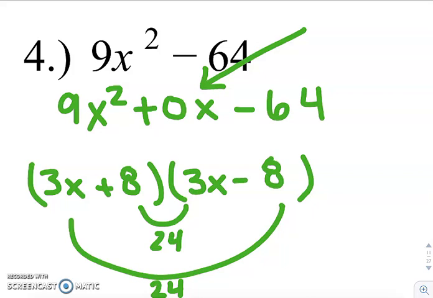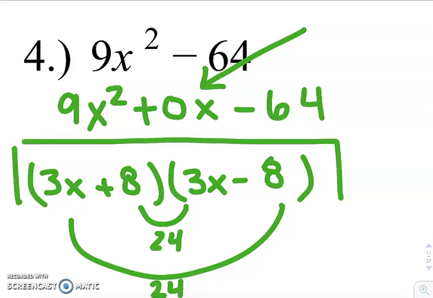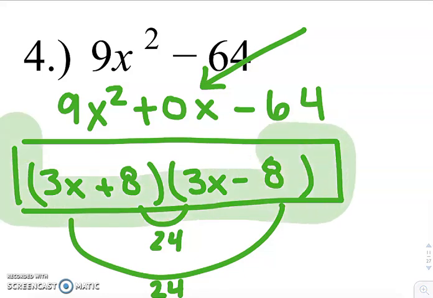So when you have a difference of squares and that middle term is 0, you need to have the exact same terms in both your factors, just one plus, one minus. Nothing, again, that you really have to memorize, but it's a good thing to look for. So when you see two perfect squares and no middle term, know that it's a difference of squares.